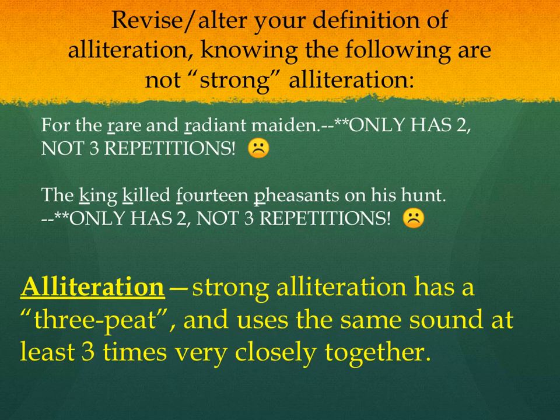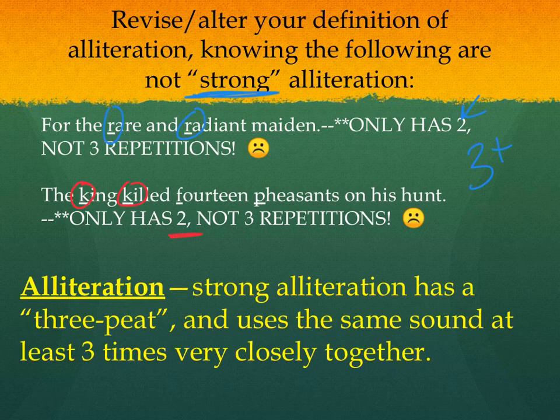This one says, revise or alter your definition because this one only has 2. It says not 3. Notice it says the rare and radiant maiden. So this is alliteration because it has rare and radiant, but it's not strong alliteration. It only has 2. And so we want to have 3 or more when we talk about this in strong poetry.